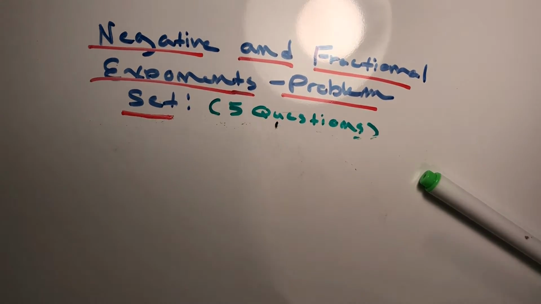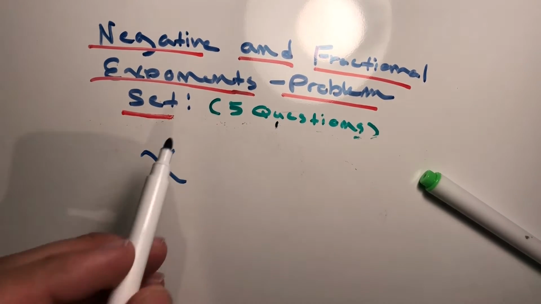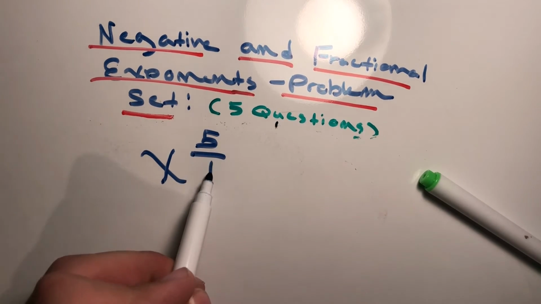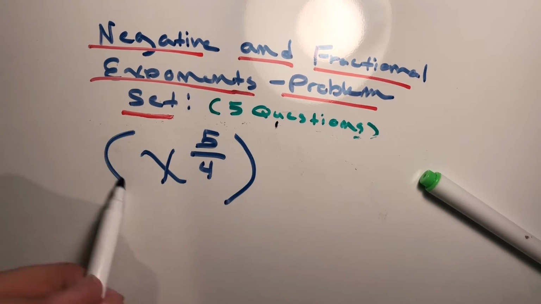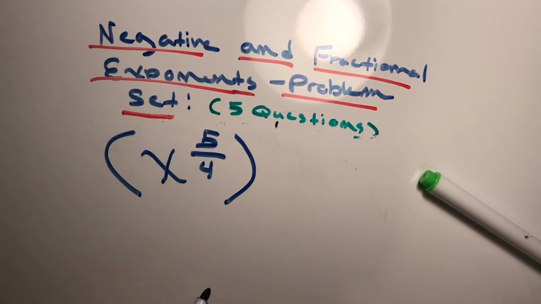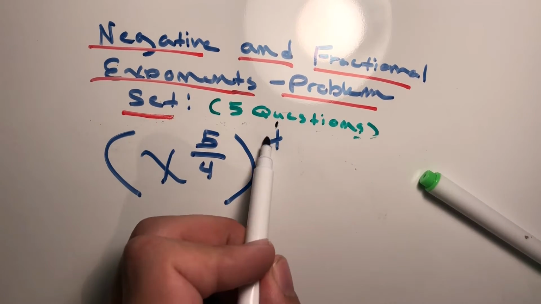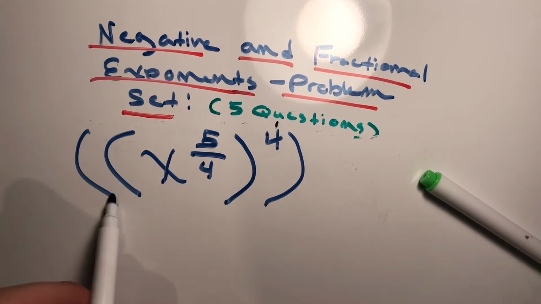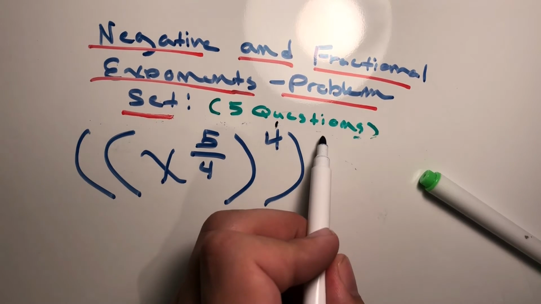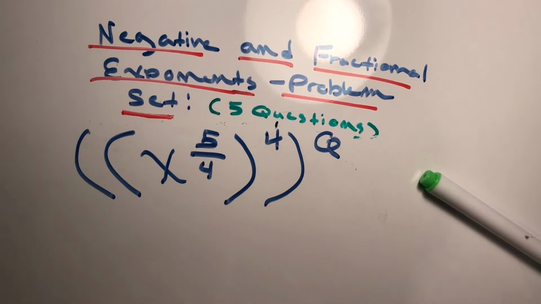Okay, the third problem is a little bit more straightforward one, but the goal here is just to understand some more fractional manipulations, just like the last one. So what would happen if I took x to the 5/4 to the 4th power, and I took that to the q power? I'm introducing a new variable here, but it's the same kind of idea. q is just another number.